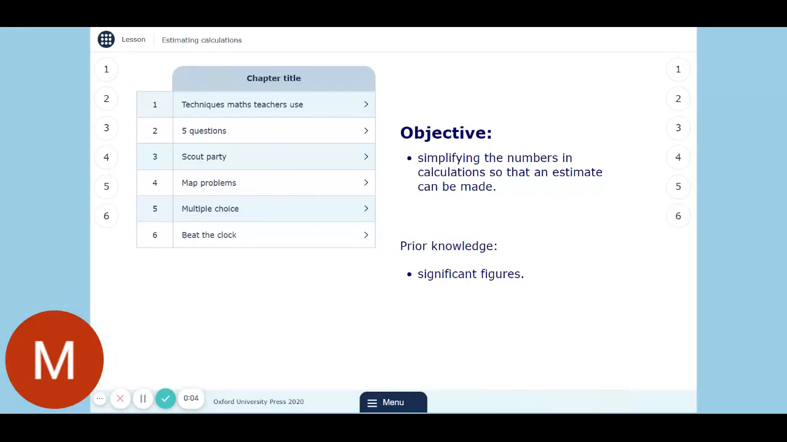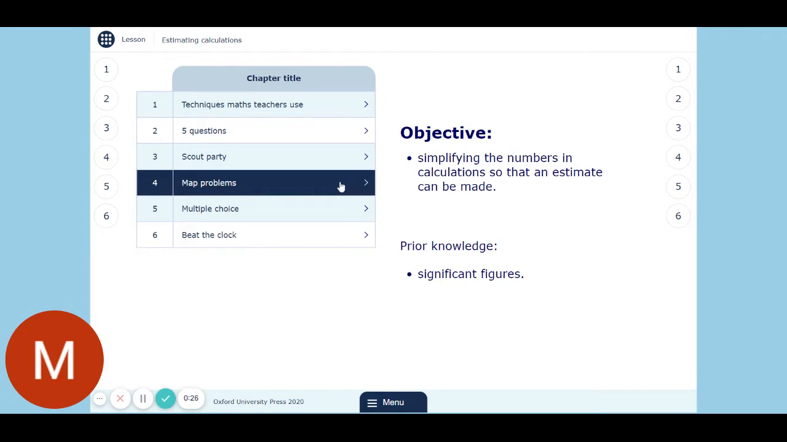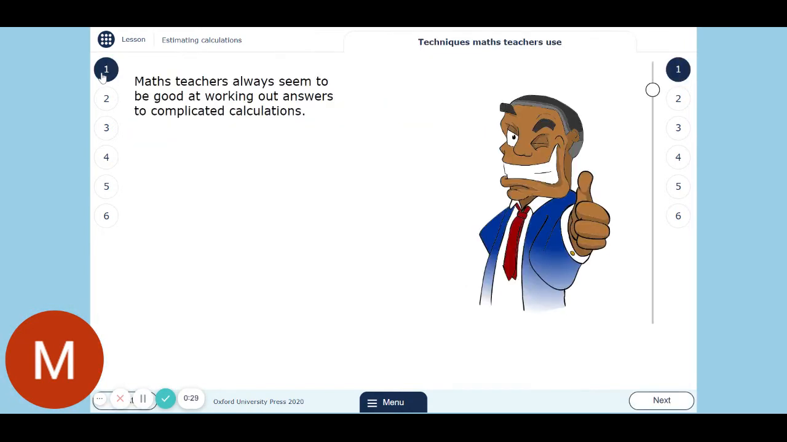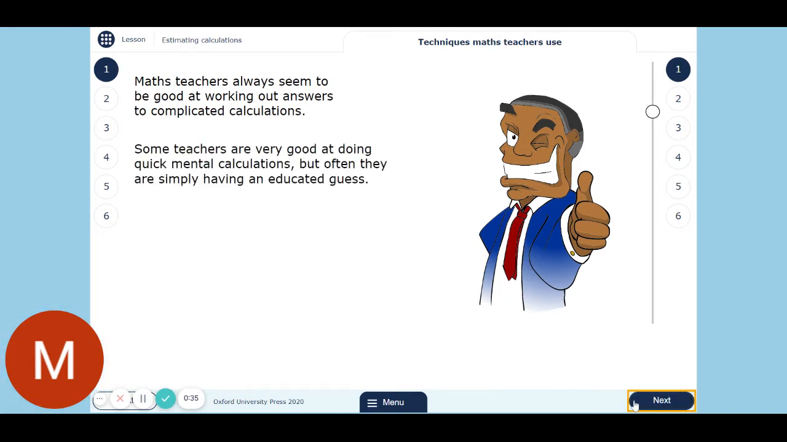Today's lesson is going to be on estimating calculations. Now, in order to be able to do this, you need to know about significant figures. This was yesterday's lesson. If you're unable to round to significant figures, you'll struggle with this. If you have not done yesterday's lesson yet, you need to do that before you do this one. Okay, so let's begin.